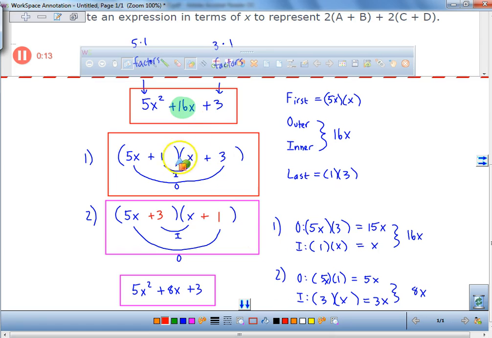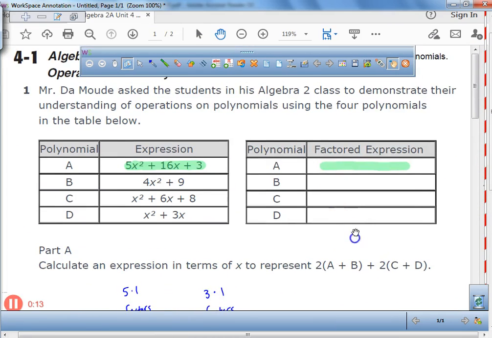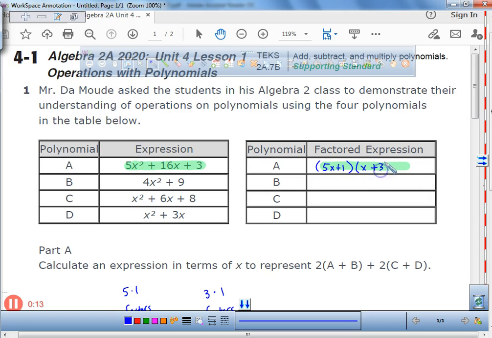Okay? So right now, for our expression, can you guys write 5x plus 1 and x plus 3, and just go right up here, right? 5x plus 1. So right here, you're going to go parentheses. You're going to go 5x plus 1, and you're going to do what? x plus 3. That's the factored expression of this guy.